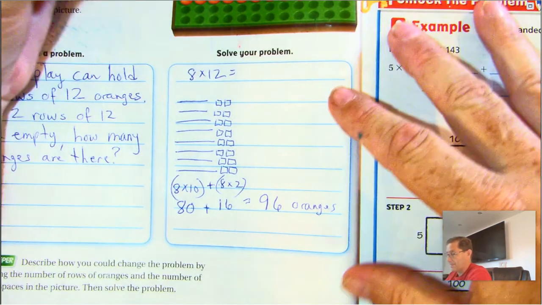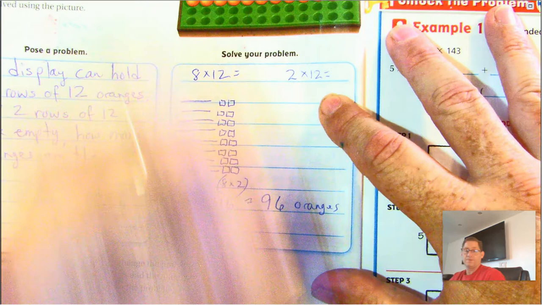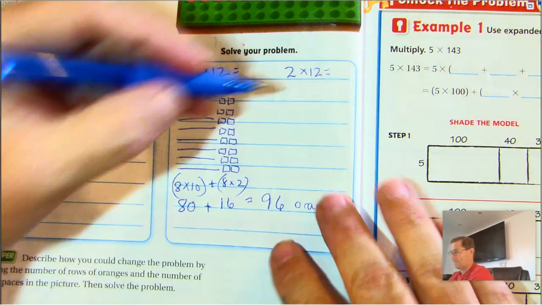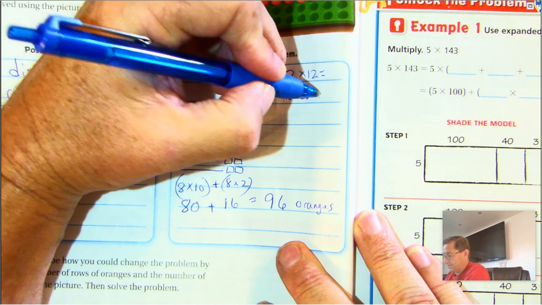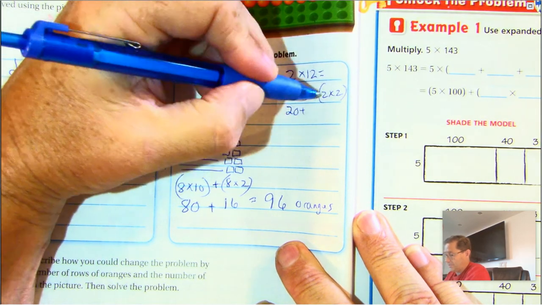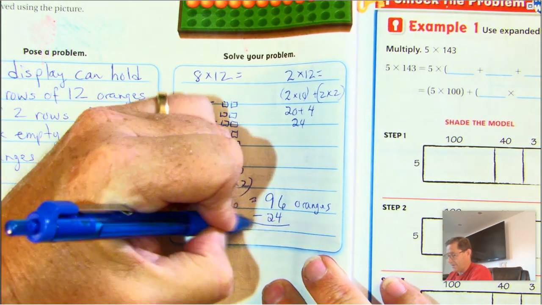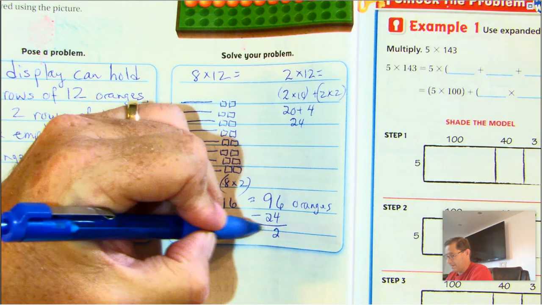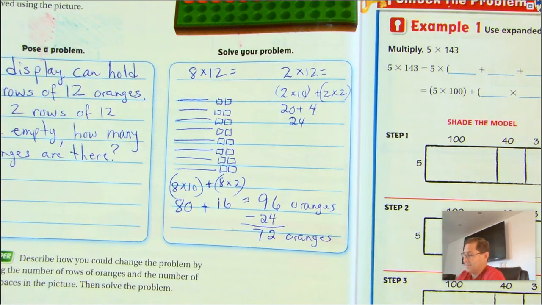Okay. There's 2 rows of 12 that are empty. So that would be 2 times 10 plus 2 times 2. 2 times 10 is 20. 2 times 2 is 4. So we need to subtract 24. There are 72 oranges in the display.